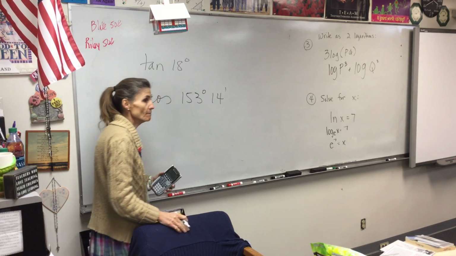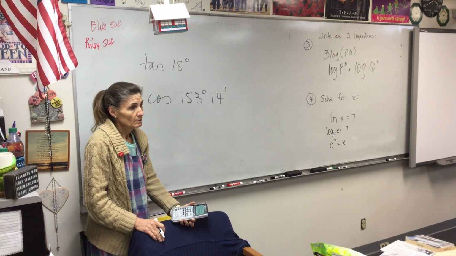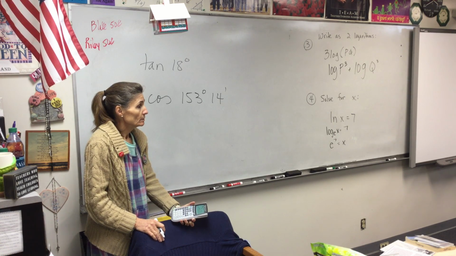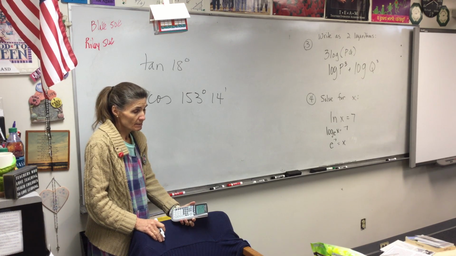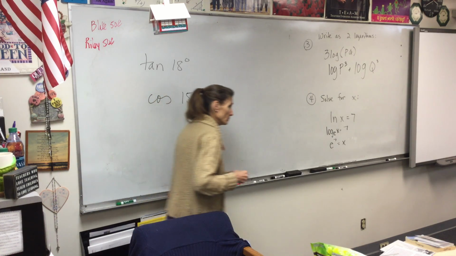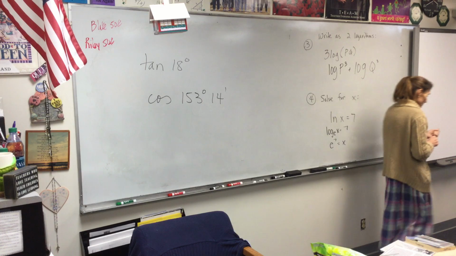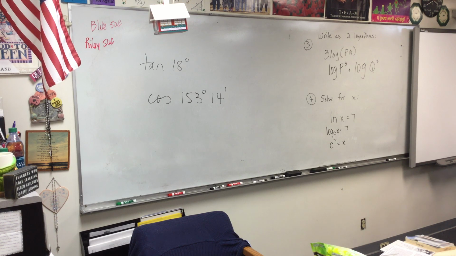What if we said cosine 153 degrees 14 minutes? Could you put that in? Yep, we practiced it on the quiz. Right? Well, so what's that number? What do you get when you put that in? Somebody tell me. Negative 0.293. Anybody match that?